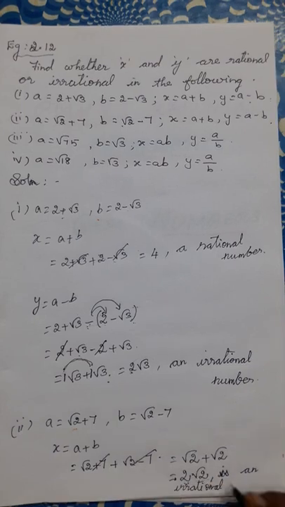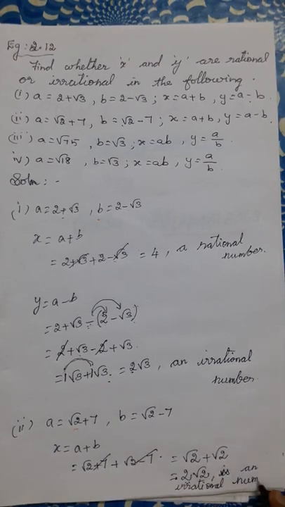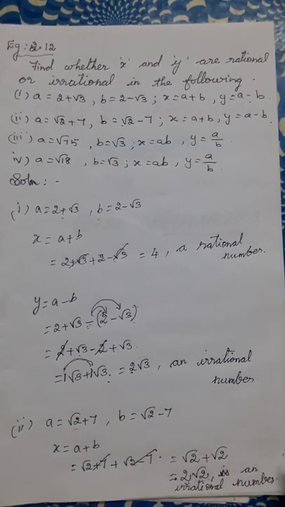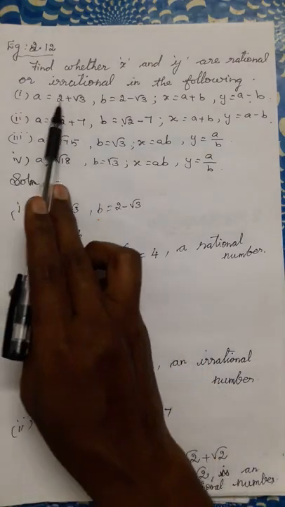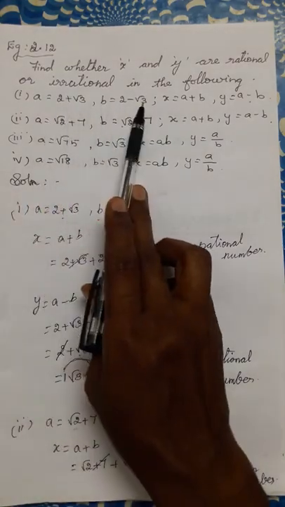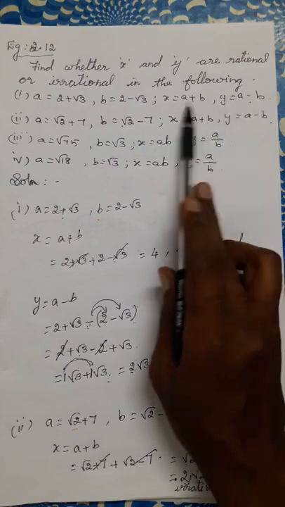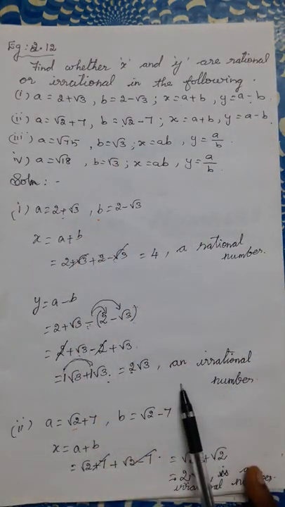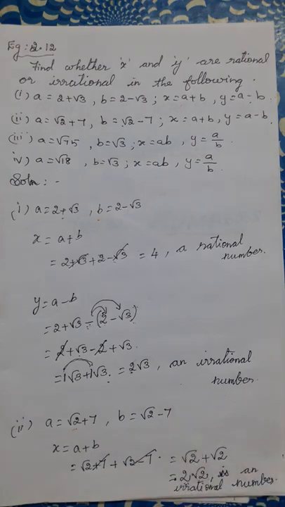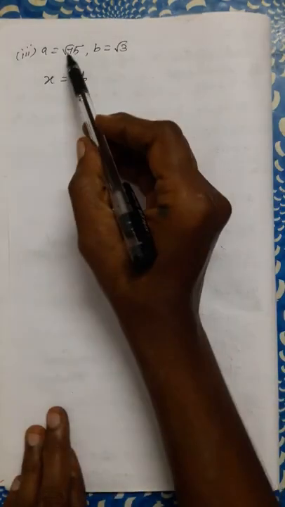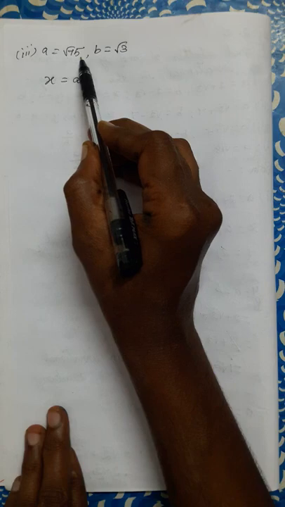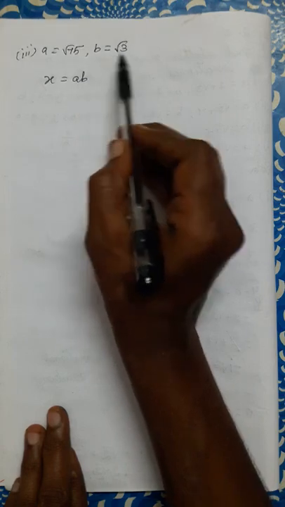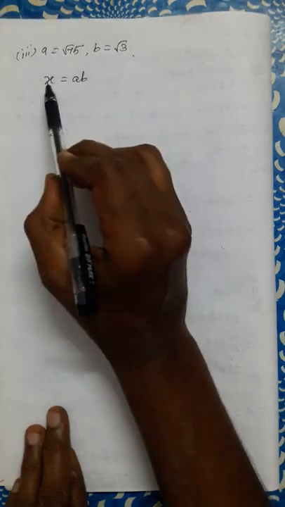An irrational number. Have you understood that? We have the a value and b value given. We have to find out whether x and y are rational or irrational. Have you understood this? Then the third part: a is equal to root 75, b is equal to root 3.